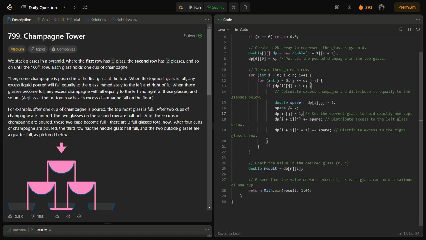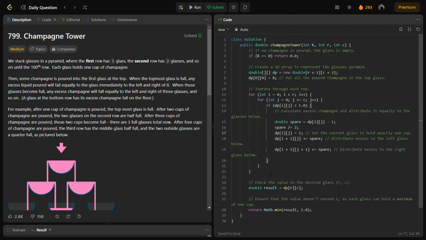Now if we get R, C, we'll keep the result in DP of R, C, and we will check if the result is greater than 1. Since the glass has a capacity of 1, it cannot store more than 1. So if the result gives that we have more liquid, we still need to return only 1. That's why we have put this condition that returns Math.min of result, 1. So let me run this.